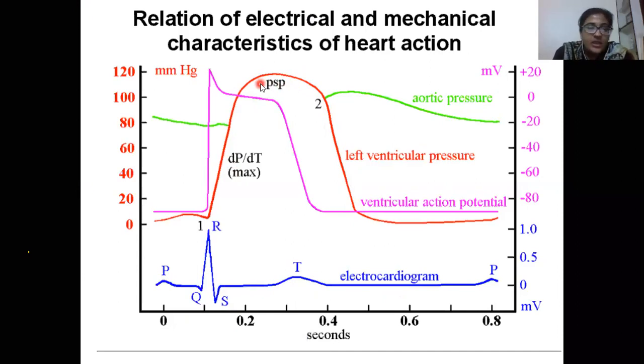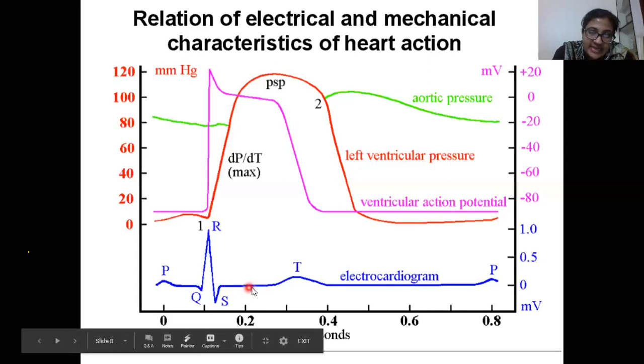So this blue line has this ST segment here, which is indicating that the ventricles are getting emptied. And if you look over here at the red line, it says mmHg. mmHg means pressure, right? So here it means that the maximum pressure is 120. If you remember, when we were discussing in the class the pressure which is required for the heart to pump out the blood.